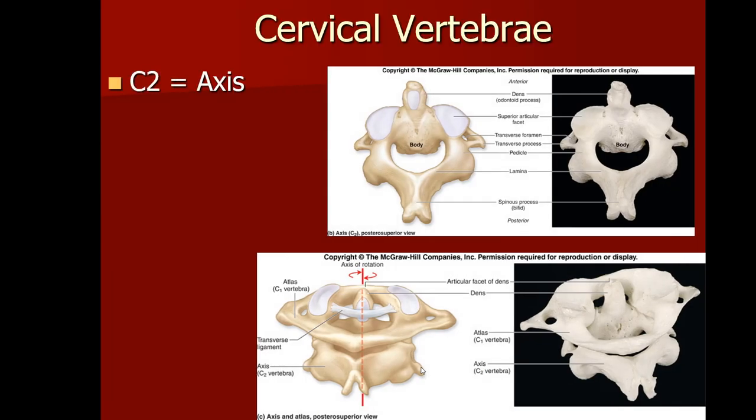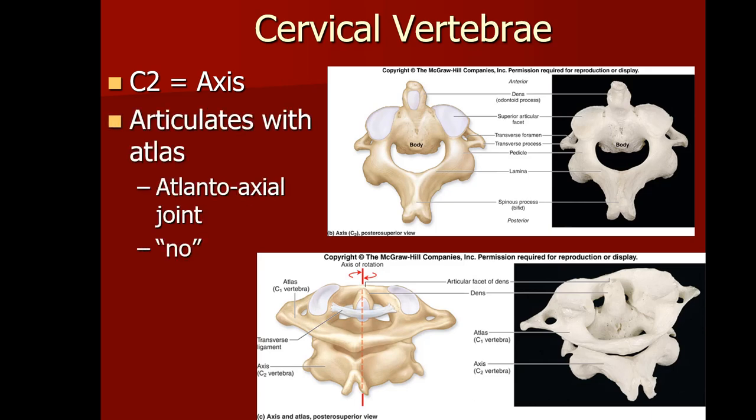Then we have C2. C2 is called the axis. So this articulates or meets up with the atlas, forming the atlanto-axial joint. One of the features that makes the axis unique is that it has this process sticking up. So you can see it has everything else. It has the bifid spinous process, it has the transverse foramina, but it also has this process sticking upward. This is called the dens. And the dens fits into the opening of the atlas, which was C1. So they work together like this.